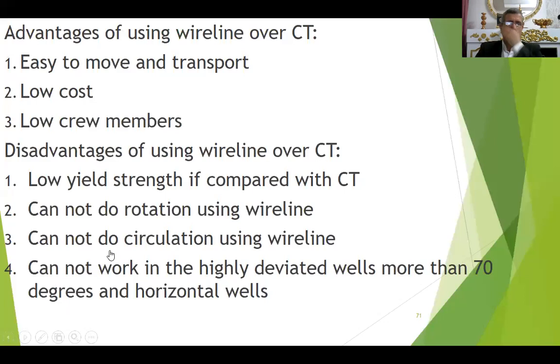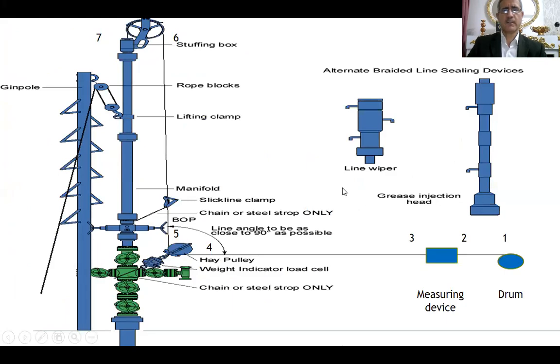Let's move on to the advantages of using wireline over coil tubing: low cost, low crew members, easy to move and transport. Also, disadvantages: we cannot pump fluids through it, we cannot rotate it, and we cannot open and close SSD in horizontal wells and highly deviated wells of more than 70 degrees. Here is the rig up.